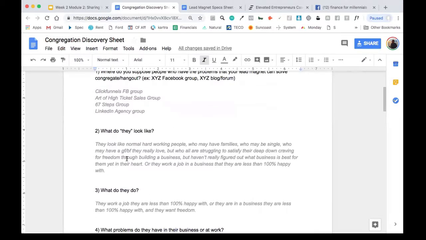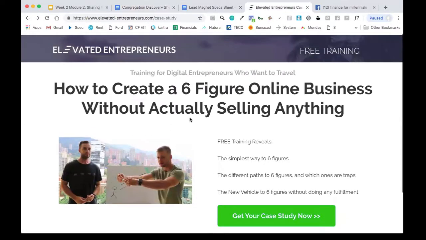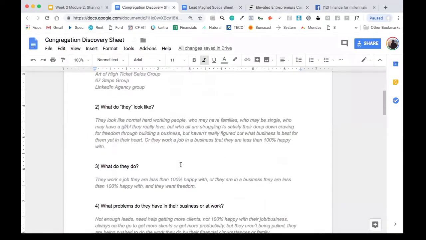Now, what do they do? Do they work a job? For me, I figured out, look, most likely they're either working a job they're less than 100% happy with, or they're in a business they're less than 100% happy with, and they're really driven by freedom in their heart. That's why they would be watching this, and that's what they can benefit from.